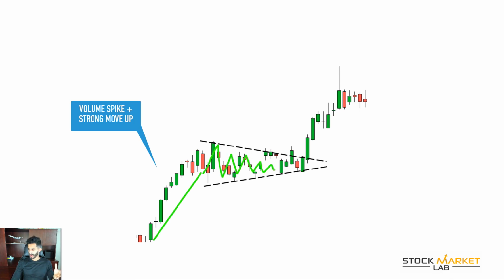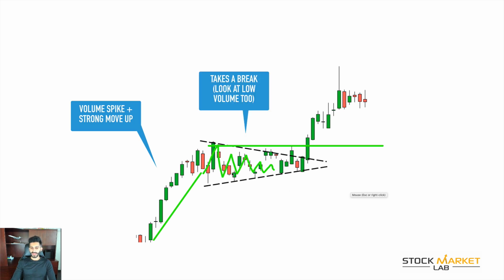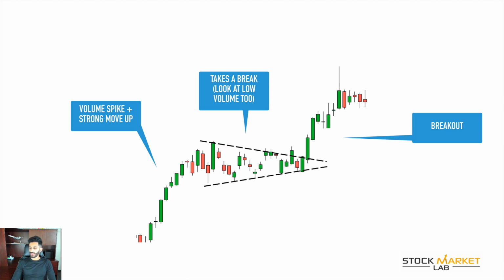I'm not taking on a trade. I'm only taking on a trade if it can break a certain point, right? I want to see my criteria line up. It takes a break. We obviously want to see low volume. And then if it breaks out, what do we want to see? During this breakout, we want to see, obviously, high volume. Once again, strong move up, break, continuation. Same thing as we went over in chart phases in part 3.